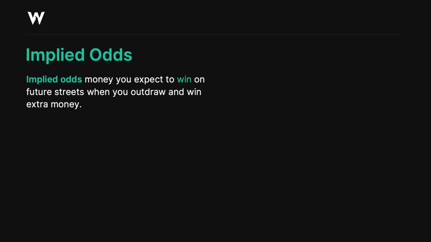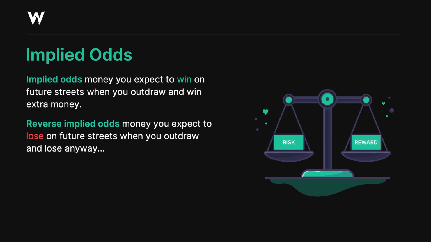Starting with implied odds. Implied odds are the money you expect to win on future streets, for example, when you outdraw your opponent and win extra money. Reverse implied odds also exist, so this is money you expect to lose on future streets, for example, when you outdraw and lose anyway. Let me give you an example.